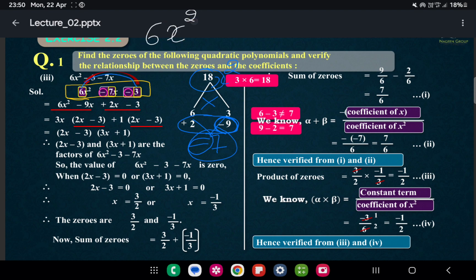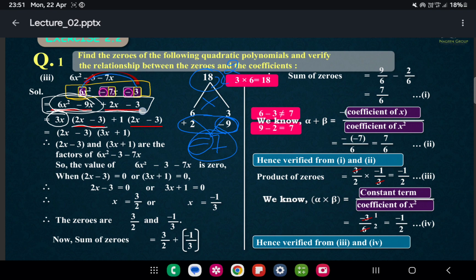6x square, already given, minus 9x plus 2x minus 3. Here they have given 6x square minus 9x plus 2x minus 3. Here we have to take the first two terms. In the first two terms 3x is common. 3 twos are 6 and 3 threes are 9. So we have to take 3x common. So the remaining is 2x minus 3.